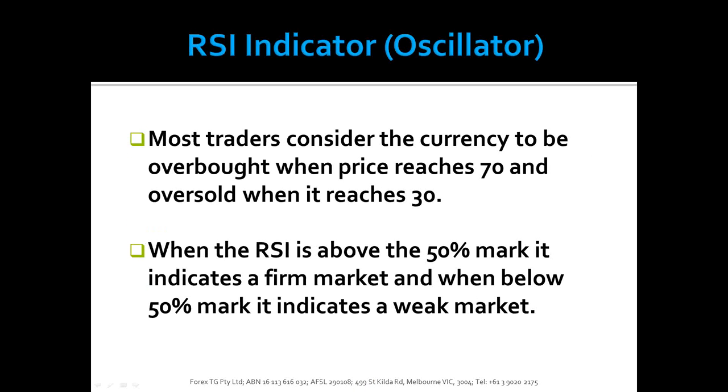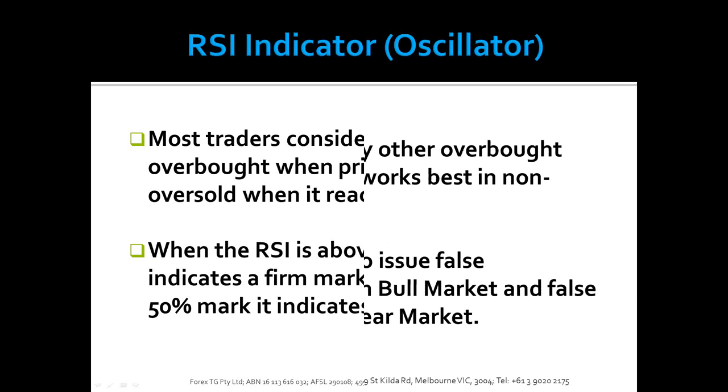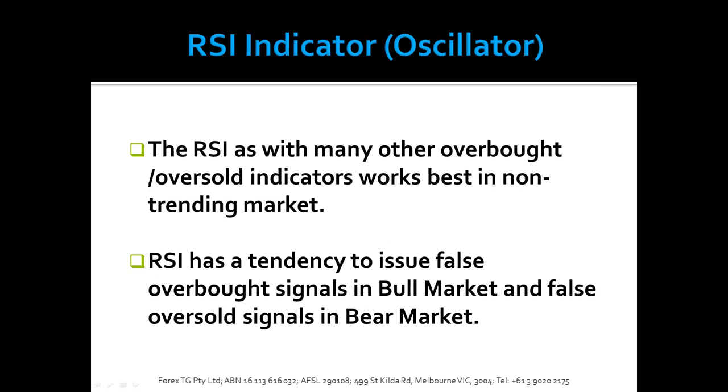Most traders consider currency to be overbought when the price reaches 70 and oversold when it reaches 30. When the RSI is above the 50% mark, it indicates a firm market, and when it's below the 50% mark, it indicates a weak market. The RSI, as with many other overbought and oversold indicators, works best in a non-trending market, as it's very hard to find the tops and bottoms, and I'll show you examples a little bit later on.